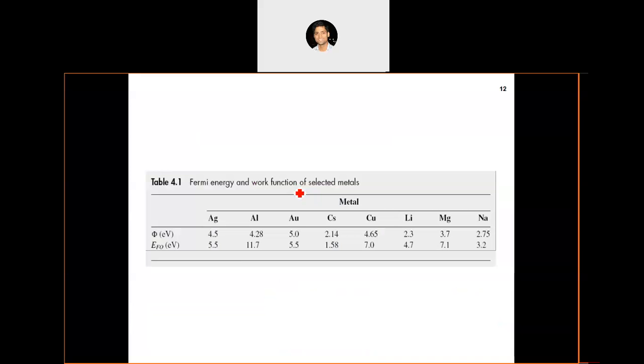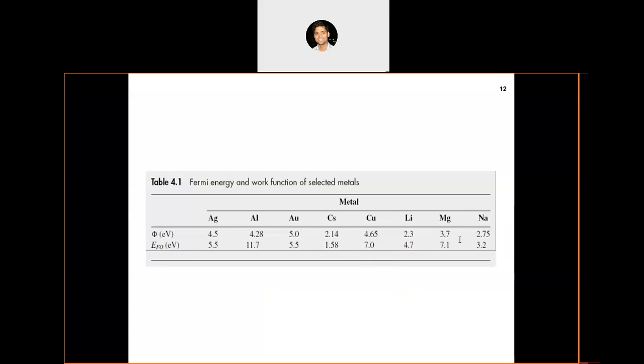This is just a table giving values of Fermi energy and work function for different metals. The higher the work function, the higher the amount of energy that will be required for freeing up the electron from the Fermi energy level.